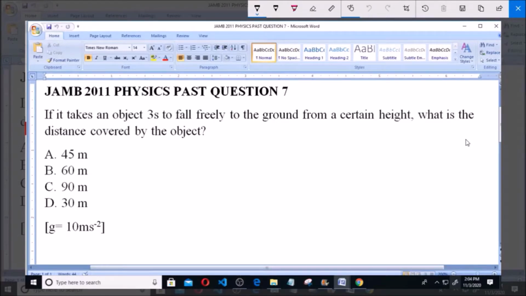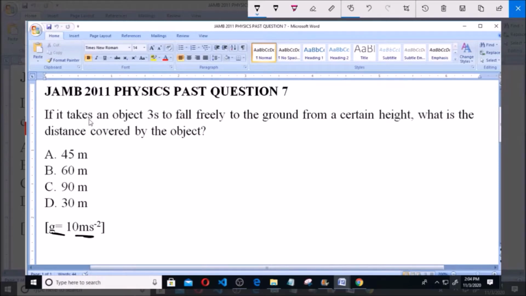If it takes an object 3 seconds to fall freely to the ground from a certain height, what is the distance covered by the object? A. 45 meters, B. 60 meters, C. 90 meters, D. 30 meters. And we're given our value of g, acceleration due to gravity, is equal to 10 meters per second square.